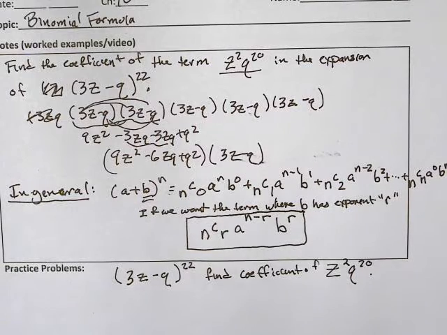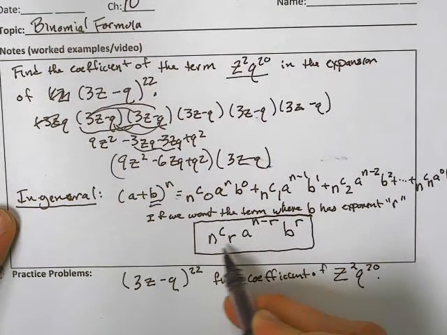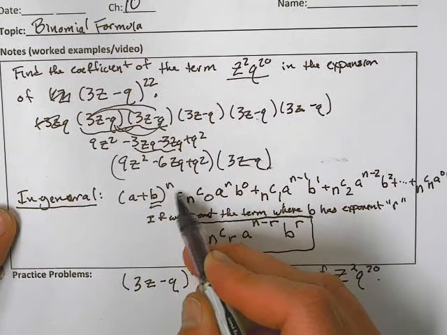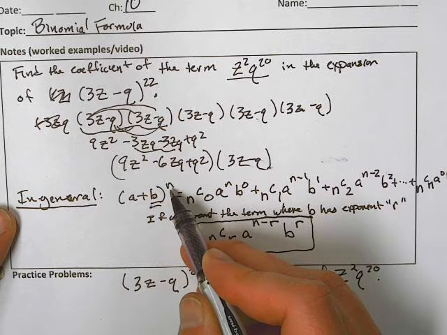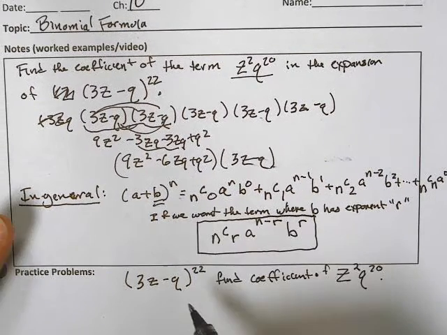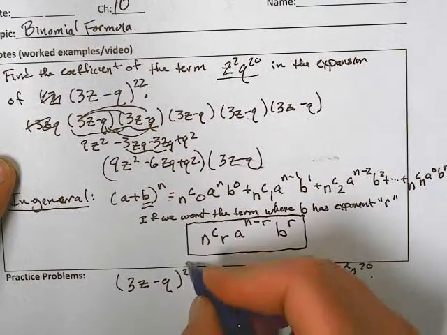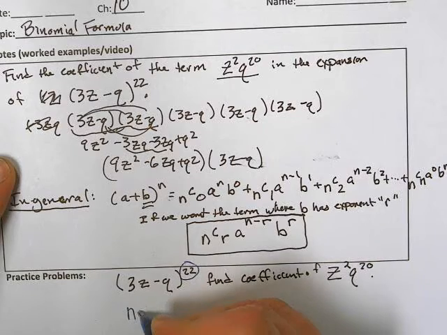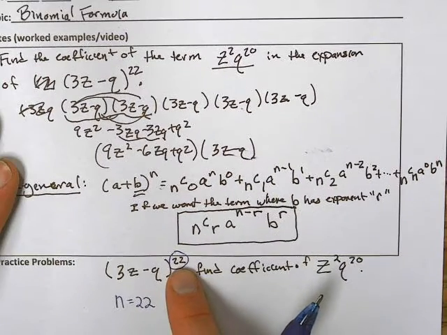So a couple things that you're going to want to keep in mind, all right? First off, in our formula, n really comes from the highest exponent possible in the binomial, which is indicated by the exponent of the original binomial, okay? So for this problem, my n value is really going to be 22. So n is 22 for this problem. That's my highest exponent, okay?